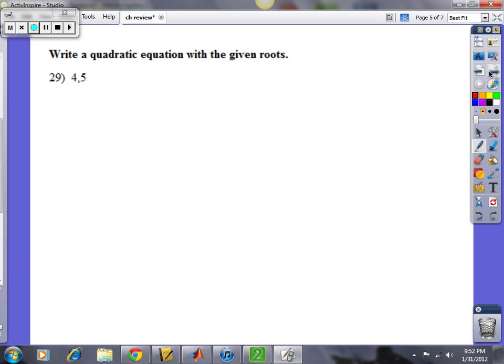Okay, these ones, can you go totally backwards? Can you write a quadratic equation if we give you the roots? And this is using the zero product property. You have (x plus some number) times (x plus some number), and your answer is 0. So they're giving you the answers.